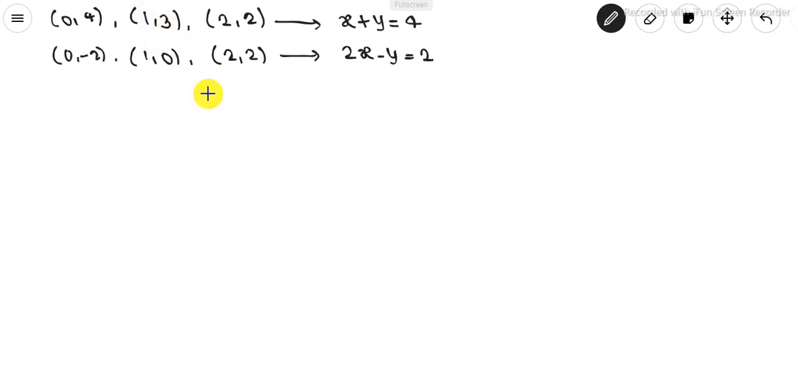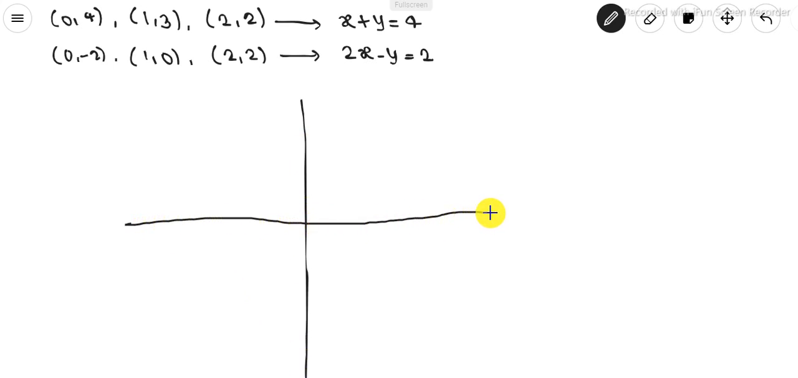All of you know some basic concepts for drawing the graph. First we draw the x-axis. Now we draw the y-axis. Sorry, this is the x-axis and this is the y-axis. Now this is the two-dimensional graph, so we draw the graph. This is the x-axis and this is the y-axis.